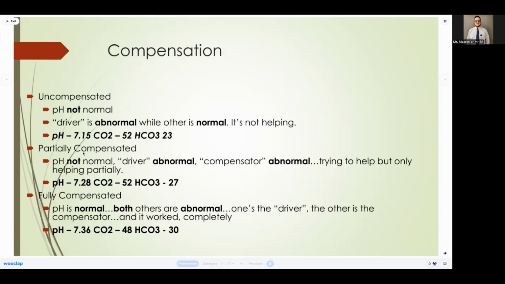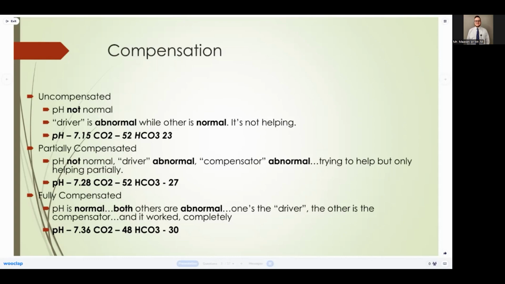Partially compensated is saying the pH is not normal. The driver's abnormal, the compensator's abnormal, so everything's abnormal. It tries to help, but is only helping partially. So 7.28, we're acidotic. CO2 is abnormal, and bicarb is also slightly elevated. So the body is trying to compensate by increasing the bicarb, but they're not there yet.